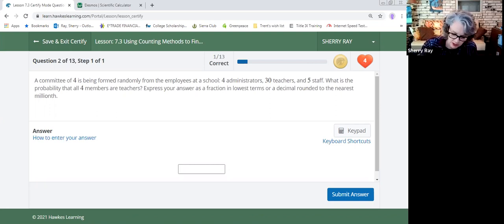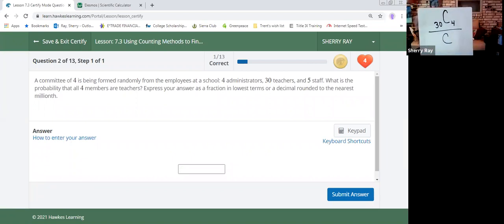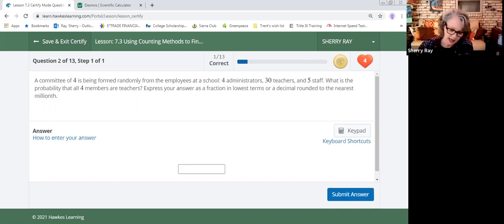So now in this, the way we're going to set this up, I want to figure out what is the probability that all 4 members are teachers. So out of the 30 teachers, I will choose 4, okay? 4 of the 30 teachers will be chosen. And out of a total of 39 people, I have 39 choose 4.